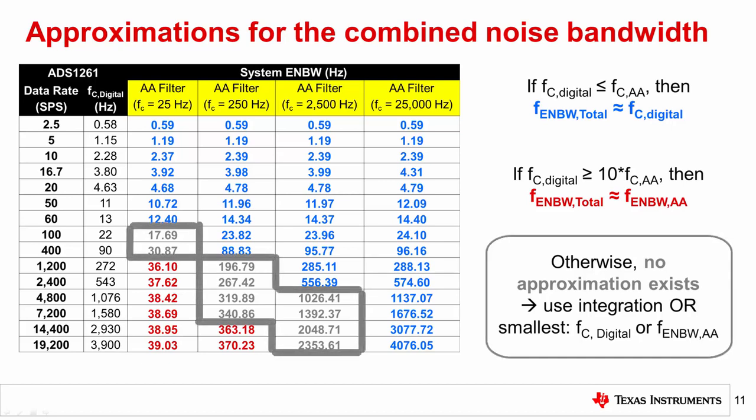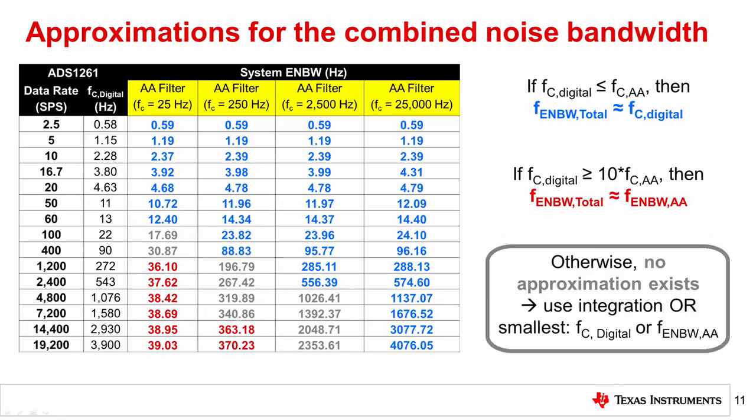The third group, highlighted in gray text, is such that the system noise bandwidth isn't similar to either the anti-aliasing filter or the digital filter's cutoff frequency. In this case, no good approximation exists, and you must determine the combined system bandwidth using integration or other numerical methods. You could also approximate the system bandwidth as just the digital filter's cutoff frequency or anti-aliasing filter's noise bandwidth, whichever is smaller. This method overestimates the total noise and provides a worst-case value. These approximations are generalized on the right side of this slide.